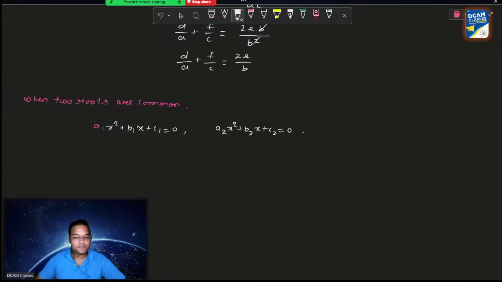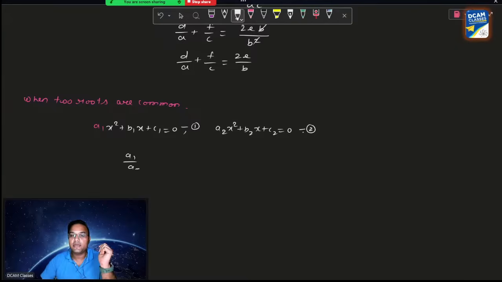And now, if you put alpha, the both roots are common. If both the roots are common, means they both have the same roots. Exactly. Then in that case, these 2 equations must be exactly the same. But there is another way, means they must be in the same ratio.